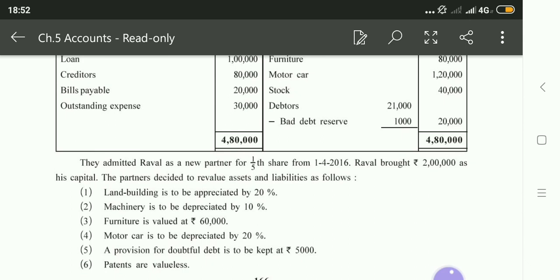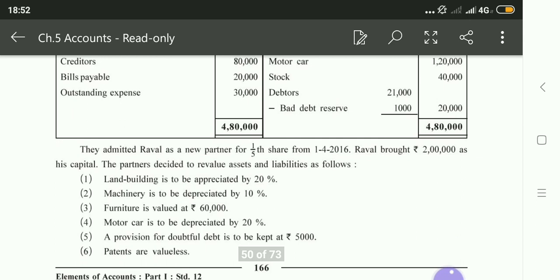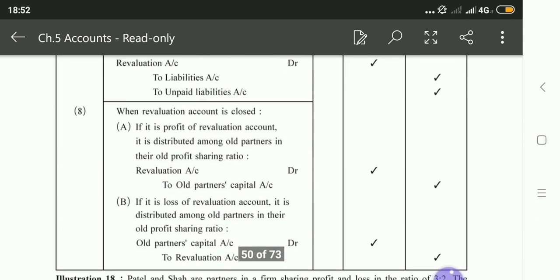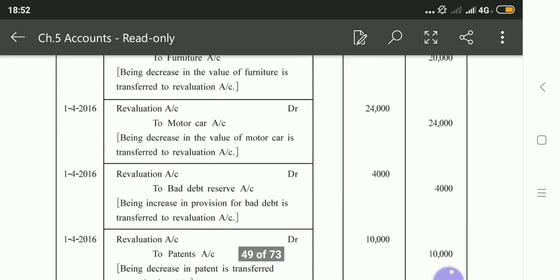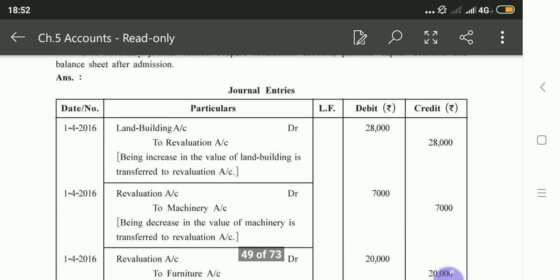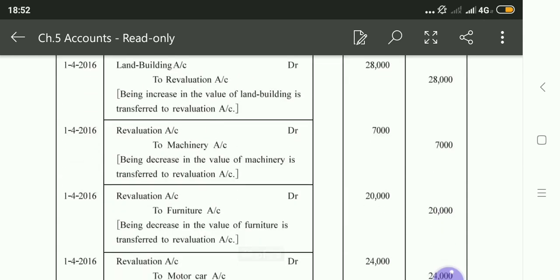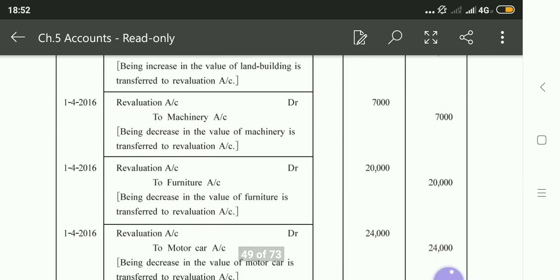The situation is opposite compared to the first adjustment. The first adjustment says that the value of an asset increases, and the second adjustment says that the machine, an asset, the value of which decreases by 10%. So let us see the journal entry. This is a loss. So revaluation account will be debited, of course, and the value of an asset has decreased. That is the reason the asset has been credited by 7,000.